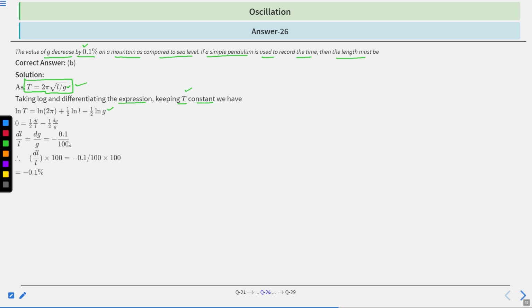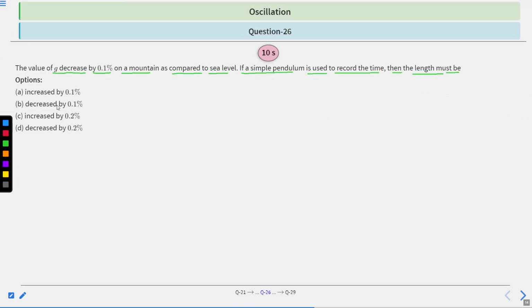0.1% is 0.1 divided by 100. That's why the equation is written in this form. dL divided by L is equal to dg divided by g, equal to minus 0.1 divided by 100. So dL divided by L multiplied by 100 is equal to minus 0.1 divided by 100 multiplied by 100. Solving this, you will get minus 0.1%. So option B is correct, decreased by 0.1%.